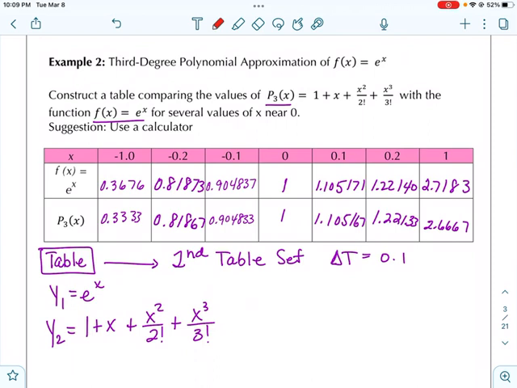So what we're going to do is use the third degree polynomial. We're going to construct a table comparing the values of the third degree Maclaurin polynomial, which is a Taylor polynomial that's centered at 0, with the function f of x equal to e to the x for several values of x near 0. So using the calculator and comparing the value of the third degree polynomial, you can see that they're pretty close and you have some convergence.